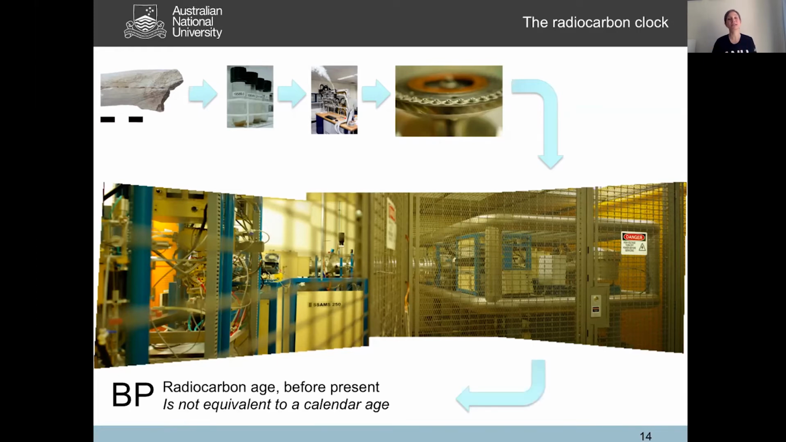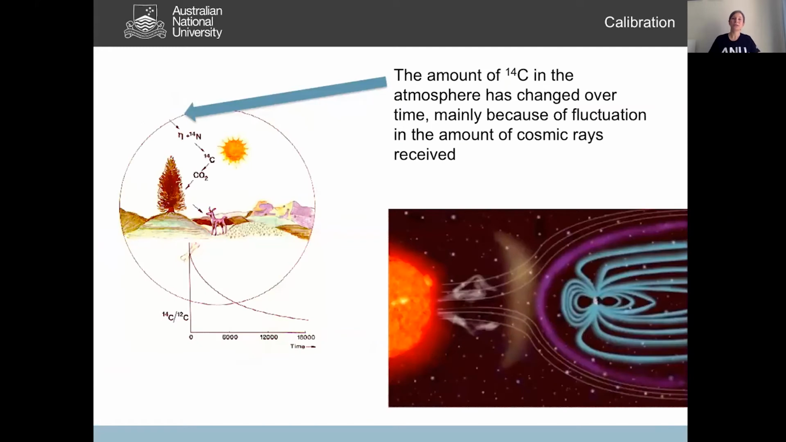And after measuring this carbon-14 to carbon-12 ratio, we're left with the radiocarbon age. Now we measure this in the unit BP, which means before present, and in radiocarbon speak, present is 1950. So this is when Willard Libby started to measure. But the important thing to know is that it is not equivalent to a calendar age. And that is because the amount of carbon-14 in the atmosphere has changed over time. And this was realized very soon after Willard presented his first dates.